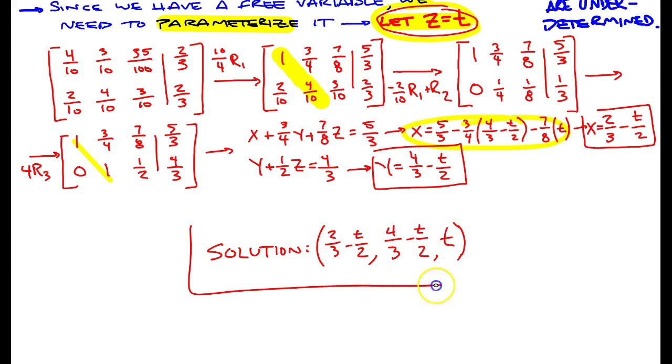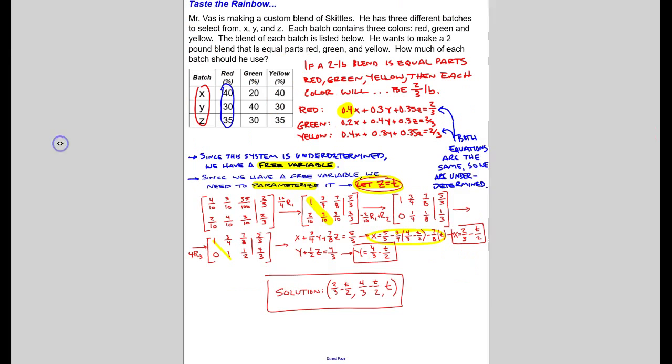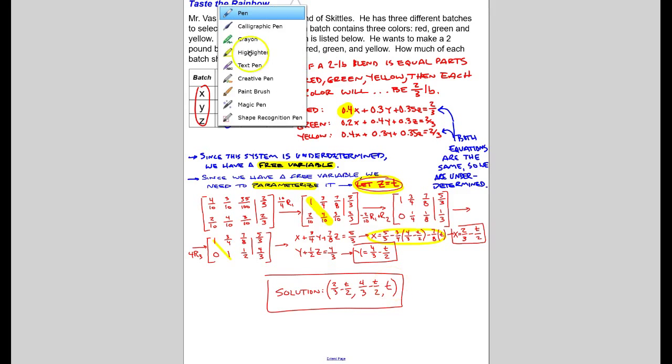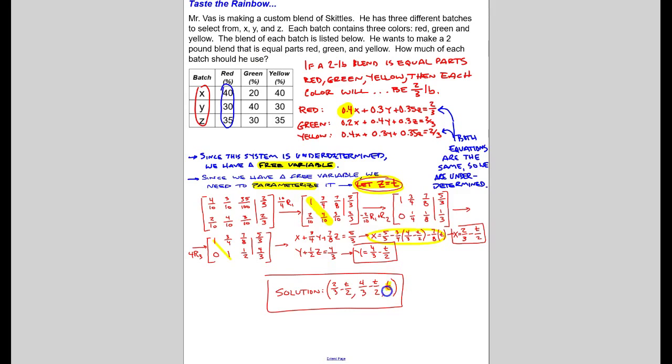So if we go back to think about what this means in the context of our problem, we have to select a blend of Skittles to get a batch that has equal parts red, green, and yellow. So I have now this parametric solution that says whatever value I pick for z is going to determine what amount I need of the other two blends.